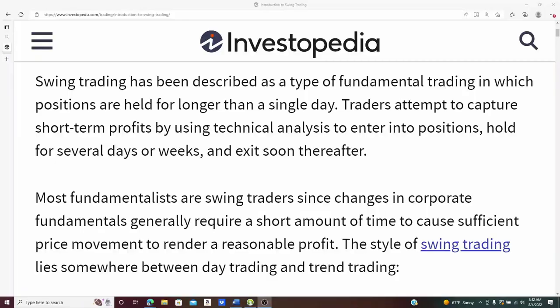So let's get started. So the first question we have to ask is, what is swing trading? According to Investopedia, swing trading has been described as a type of fundamental trading in which positions are held for longer than a single day. Traders attempt to capture short-term profits by using technical analysis to enter into positions, hold for several days or weeks, and exit soon after. Most fundamentalists are swing traders, since changes in corporate fundamentals generally require a short amount of time to cause significant price movement to render a reasonable profit. The style of swing trading lies somewhere between day trading and trend trading.